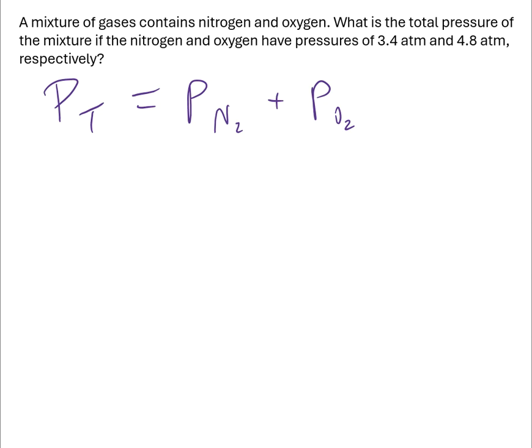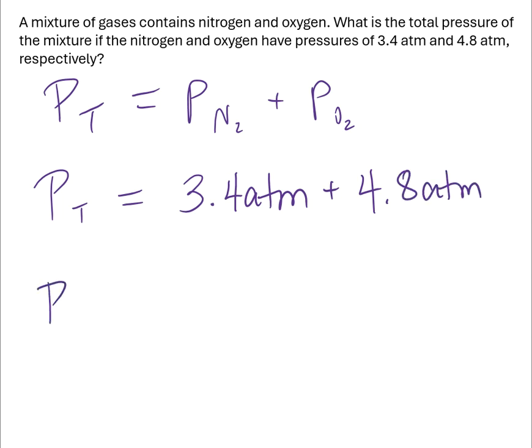The key is that we only have two gases present, so we should only have two partial pressures that contribute to the total pressure. And so we don't know the total pressure because the problem says, what is the total pressure? We don't know that, so I'm going to just keep my P sub T, but we do know the partial pressure of the nitrogen and the oxygen. Again, it gives you both values. It's written respectively. Since nitrogen was written first, the first value corresponds with the nitrogen, so 3.4 atmosphere. Second value corresponds with the oxygen, 4.8 atmosphere.